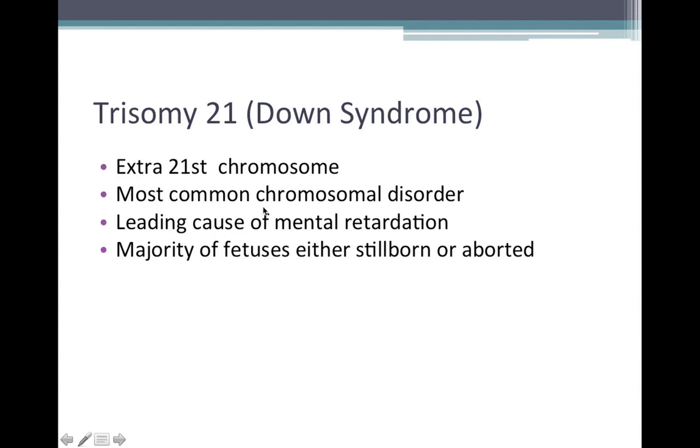Now, it's one of the most common chromosomal disorders, and it's one of the leading causes of mental retardation. But it also leads to the majority of fetuses that are stillborn or aborted, because many zygotes that have trisomy 21 don't make it to full term. And for those that do, they're usually pretty severely debilitated, and they don't live much past the second decade of life.